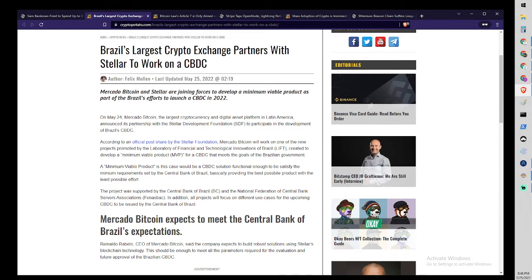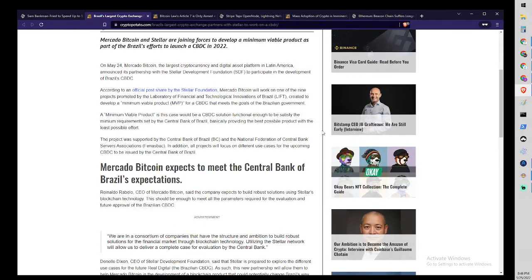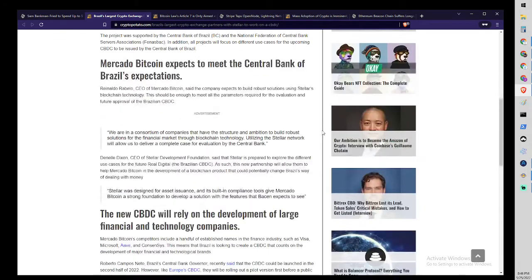Let me just read this article here. We are in a consortium of companies that have the structure and ambition to build robust solutions for the financial markets through blockchain technology. Utilizing the Stellar network will allow us to deliver a complete case for evaluation by the central bank. This one's written by Dylan Dixon, CEO of Stellar Development Foundation. And yeah, pretty much that is what's going on with Brazil. They're going to come out with their own CBDC.